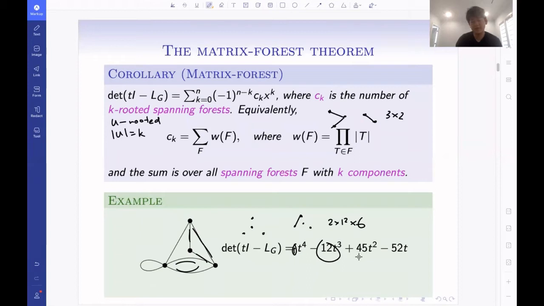And if you trust me, for the spanning forests with 2 connected components, if you sum up all these weights, you're going to get 45. You look at the spanning forests with 1 connected component, namely the trees, and then you multiply by the weights, which should be 4 because there are 4 vertices, and you should get 52. So this is the same as saying there are 13 spanning trees.